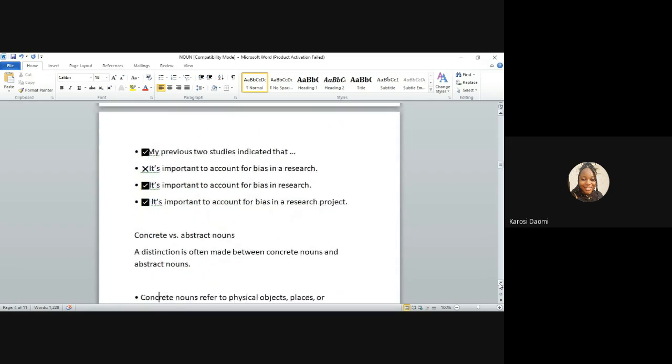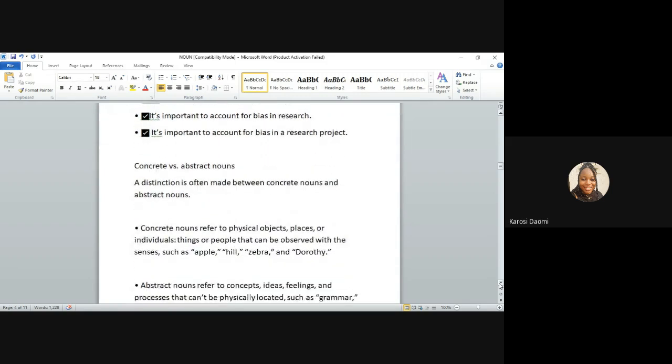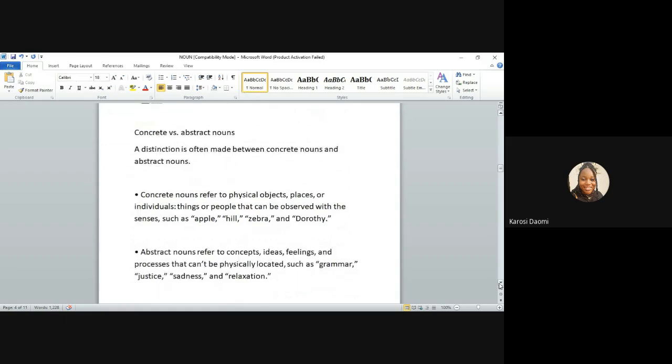Now, another type of nouns that we have are concrete and abstract nouns. Concrete nouns refer to physical objects, places, individuals, things, or people that can be observed with the senses. So things that you can see, touch, or lay hold on.